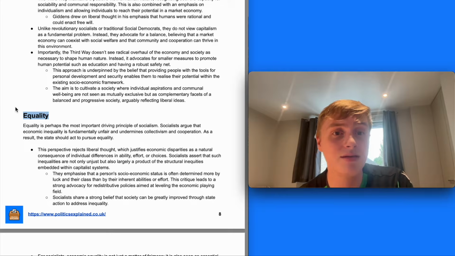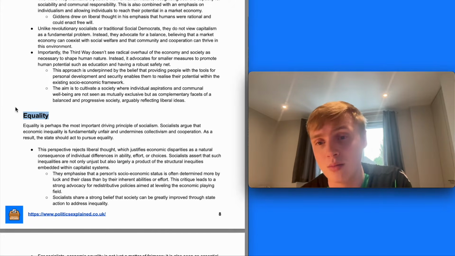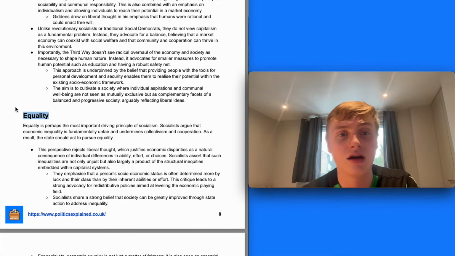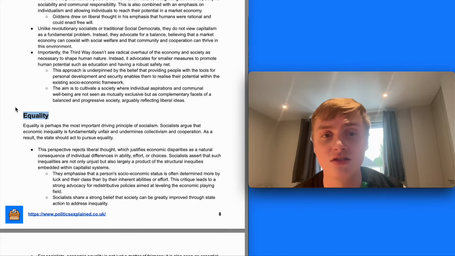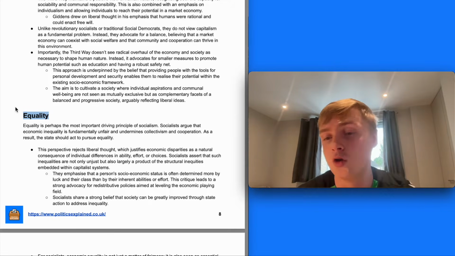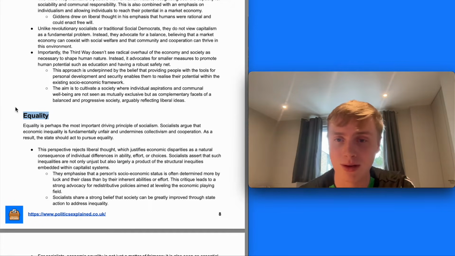So in this context, they don't see the capitalist system as flawed. They focus on empowering people within the system to succeed under capitalism. And the aim is to cultivate a society where individual aspirations and communal well-being are not mutually exclusive, but can be complementary.